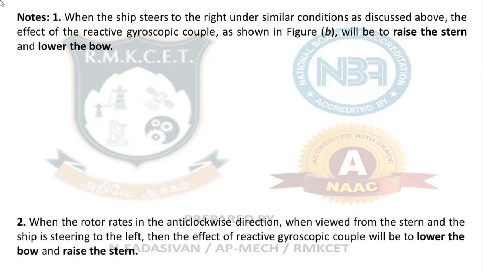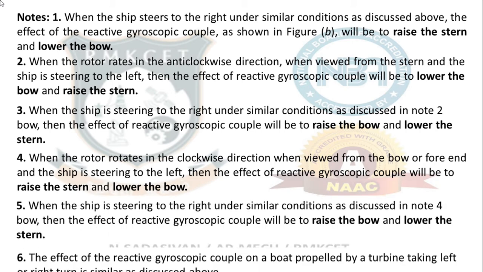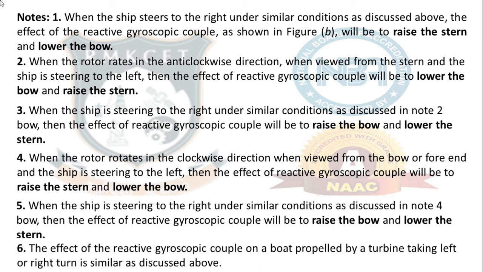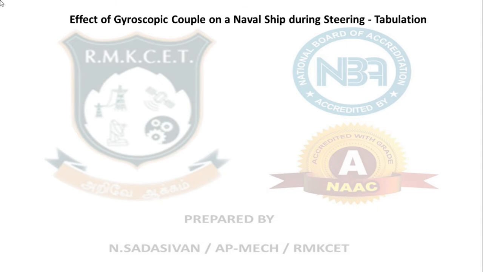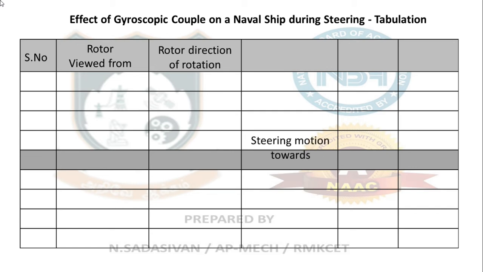So there are various possible effects. If I read all these points, you will not remember it. Raise the bow, lower the stern, raise the stern, lower the bow. All these things will be very confusing to you. So I have put a complete table, as we did in your aircraft case. In this table: rotor viewed from back end or front end, rotor rotation direction, which side you are turning, what will happen to the bow, what will happen to the stern. So if you remember this list, your problem conclusion statement is very easy to write.